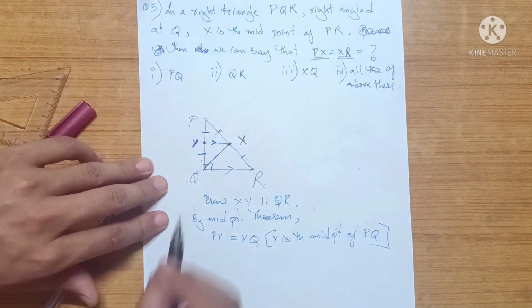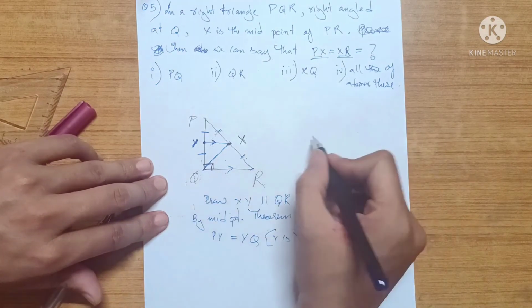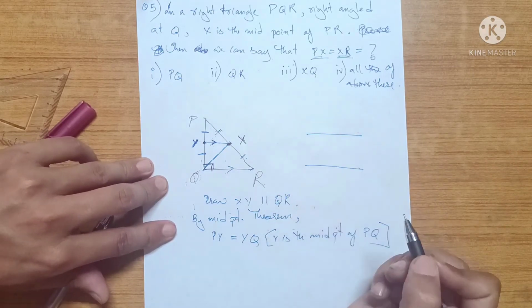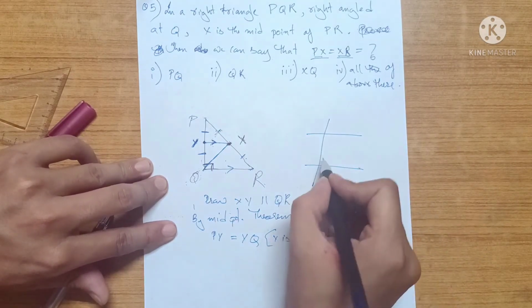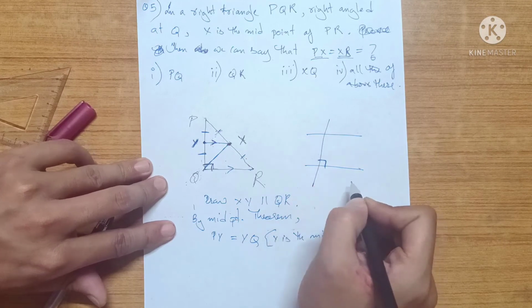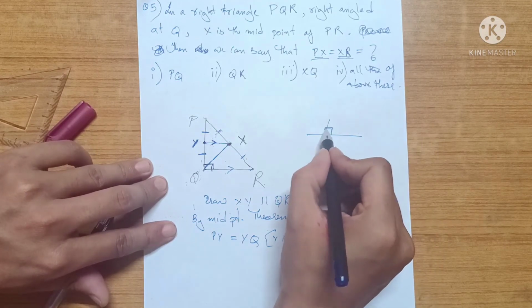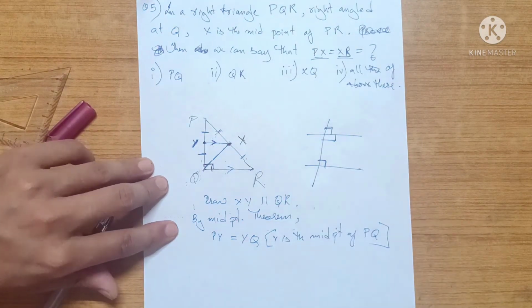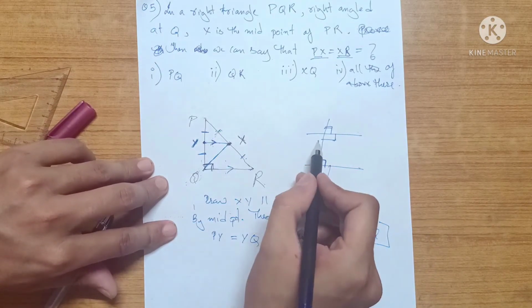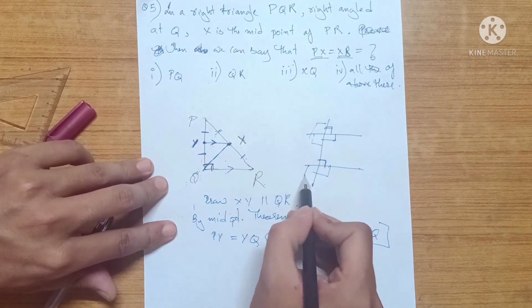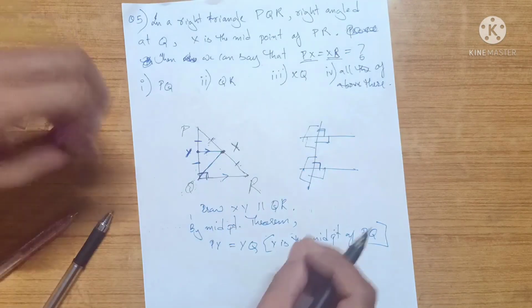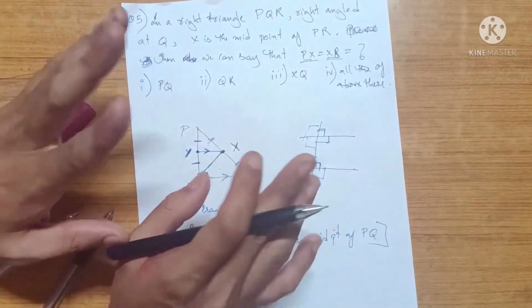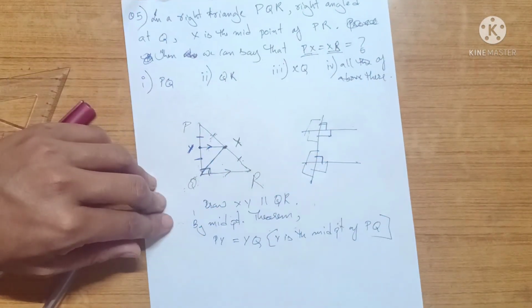And then one more is there. Since this is 90 degrees, if this is a parallel line and I draw like this, and if this is 90 degree, then this will also be 90 degree, this will also be 90 degree, and so on around all the intersections. So everything around parallel lines, if one angle is 90 degree, everything will be 90 degree.